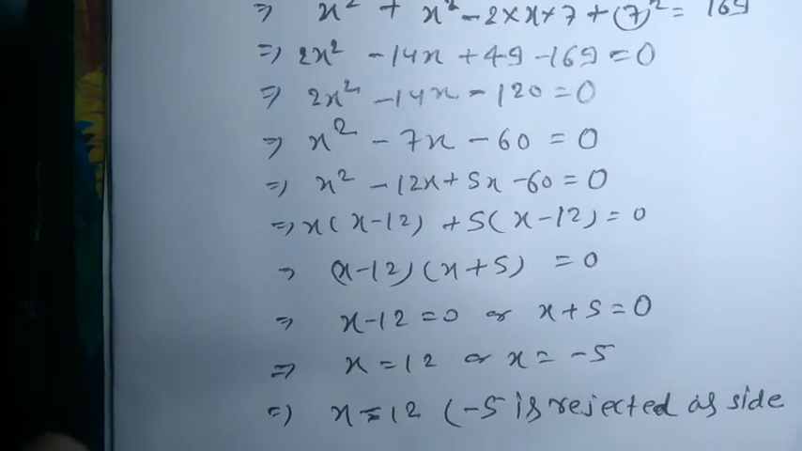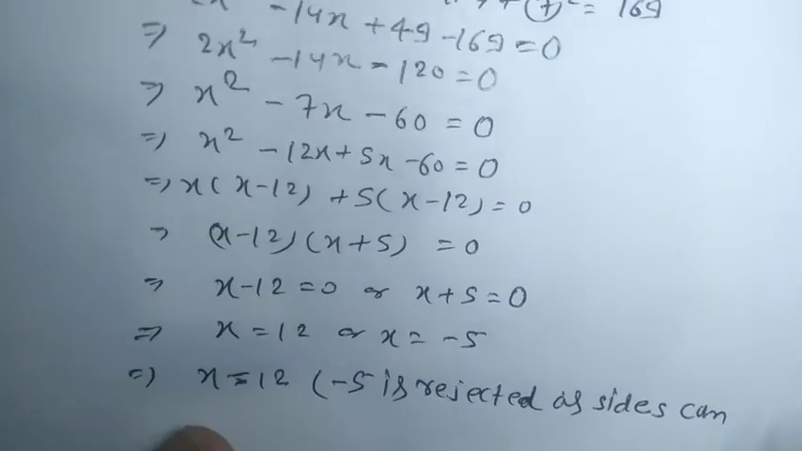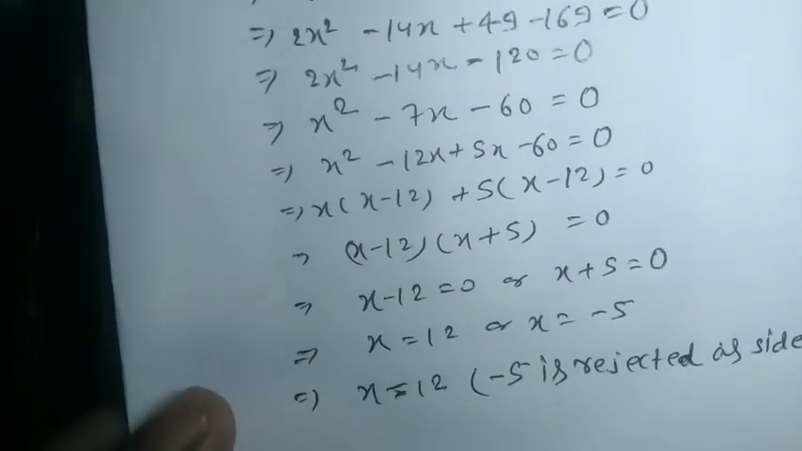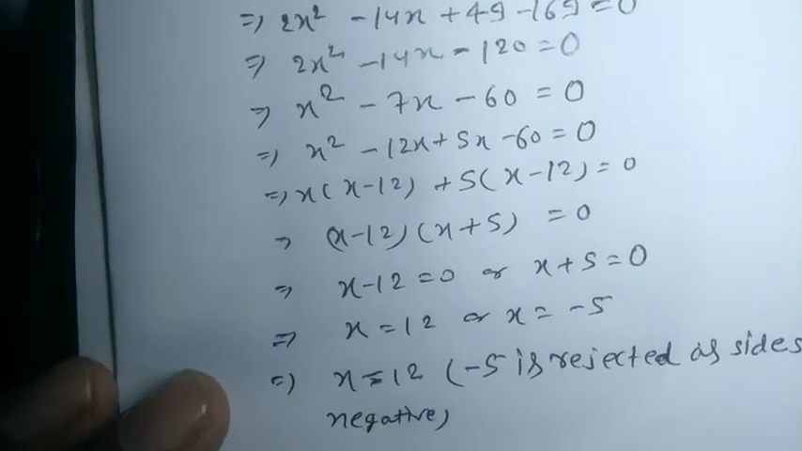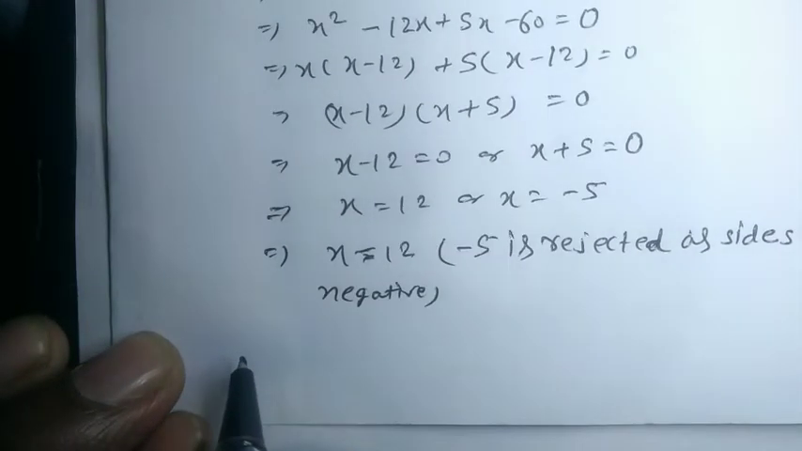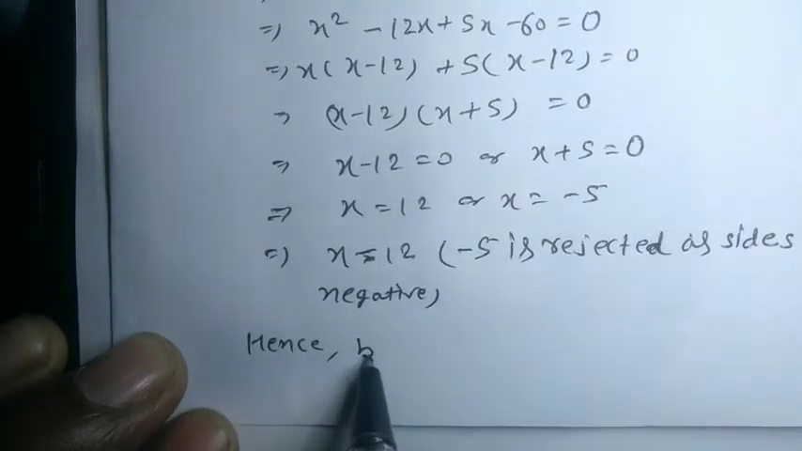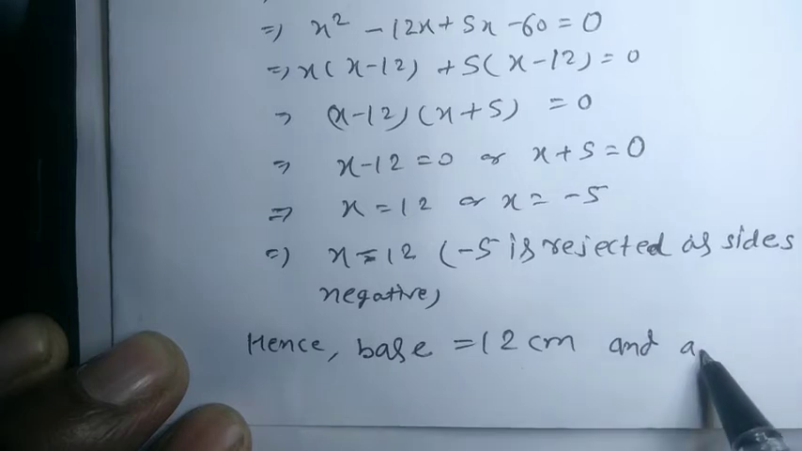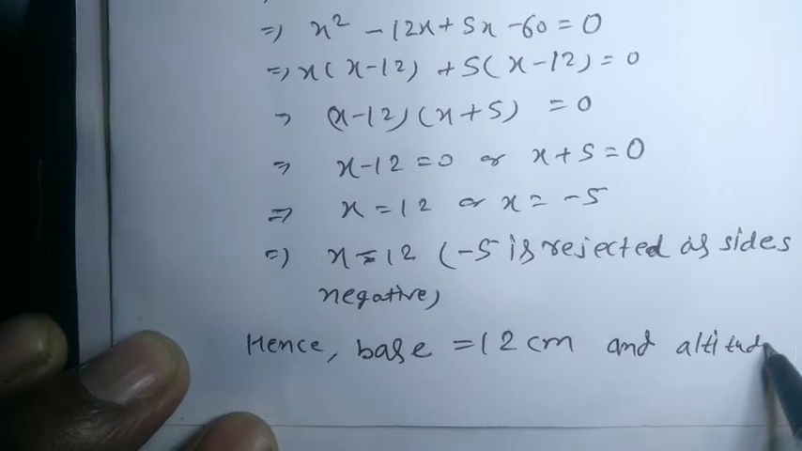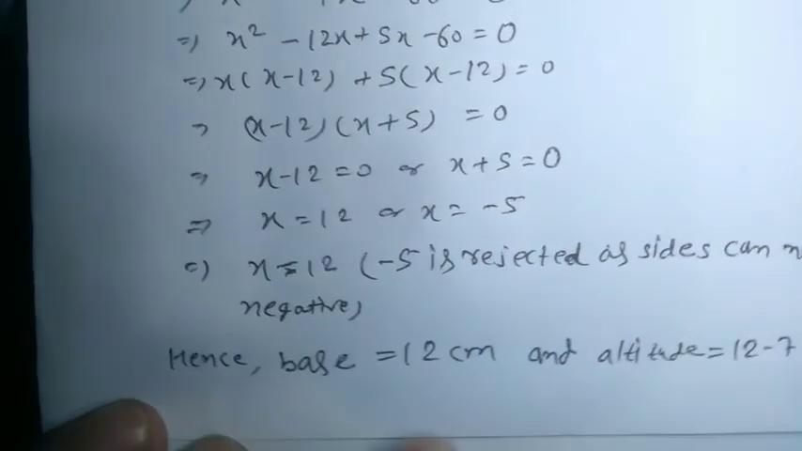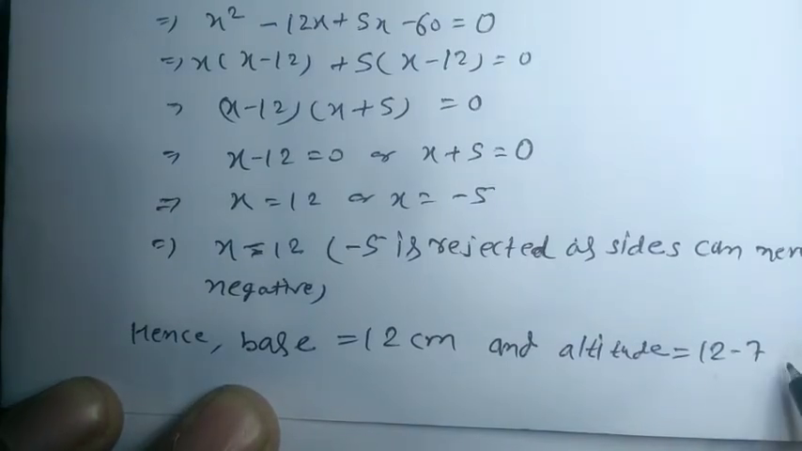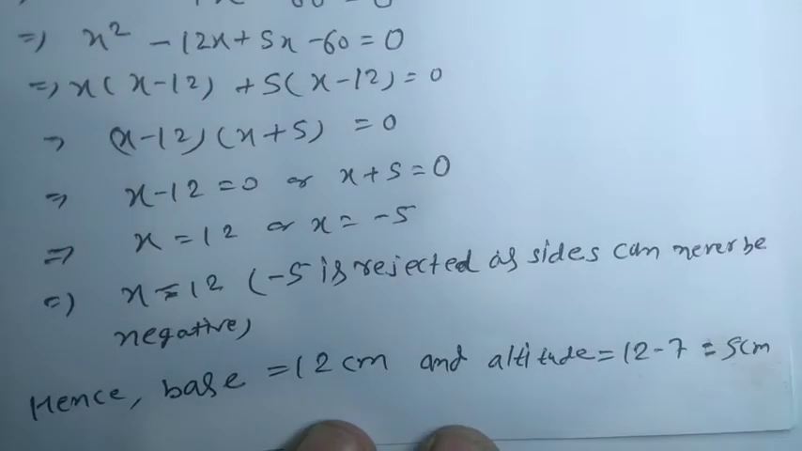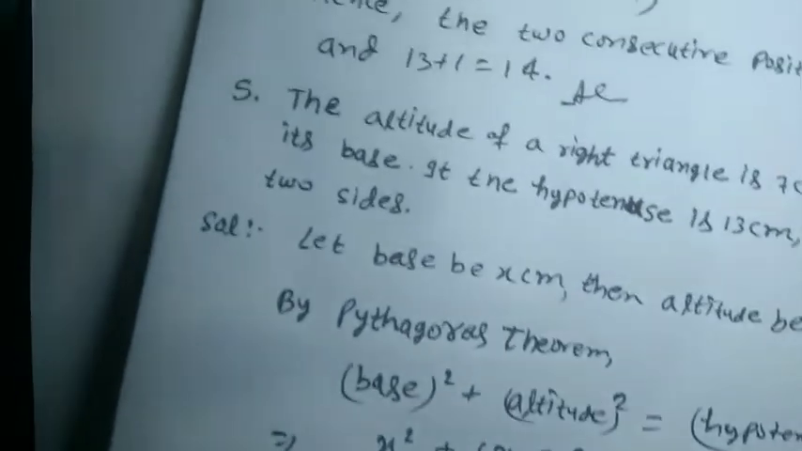as sides can never be negative. Hence, base is equal to 12 centimeter and altitude is equal to 12 minus 7 is equal to 5 centimeter. That is our answer.